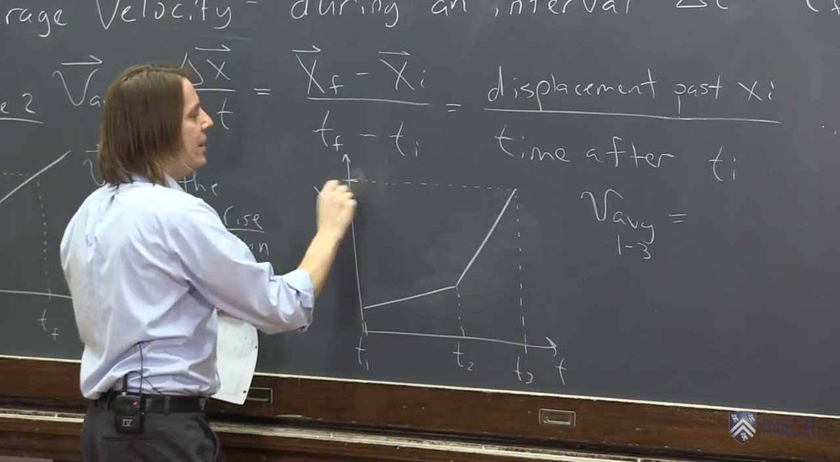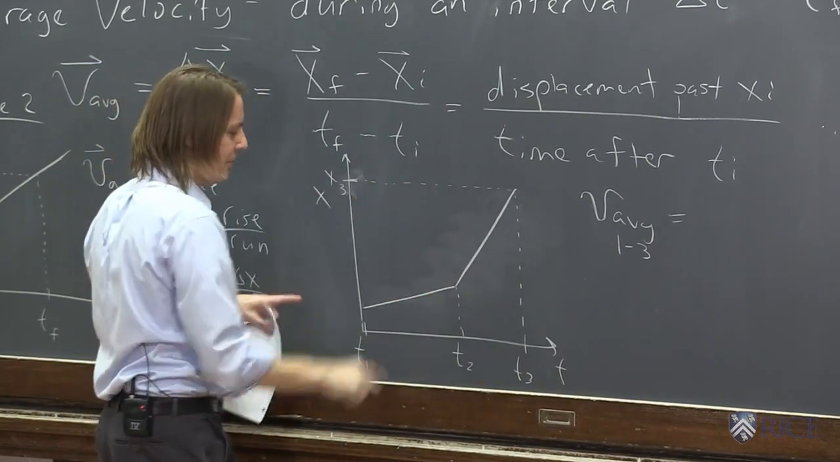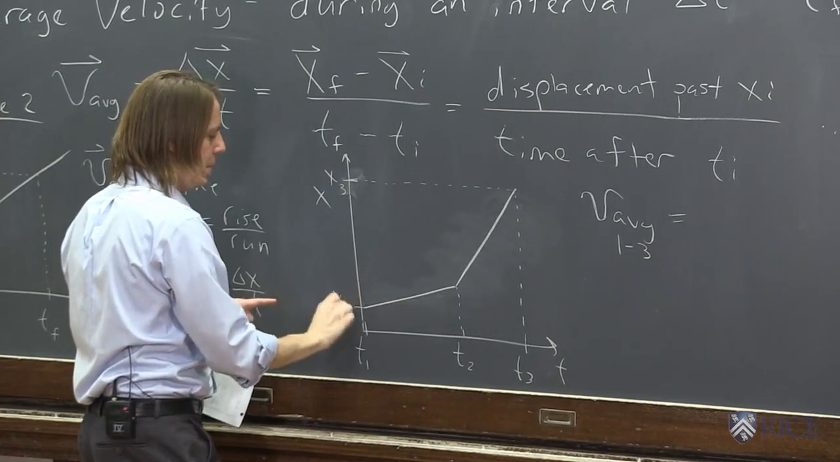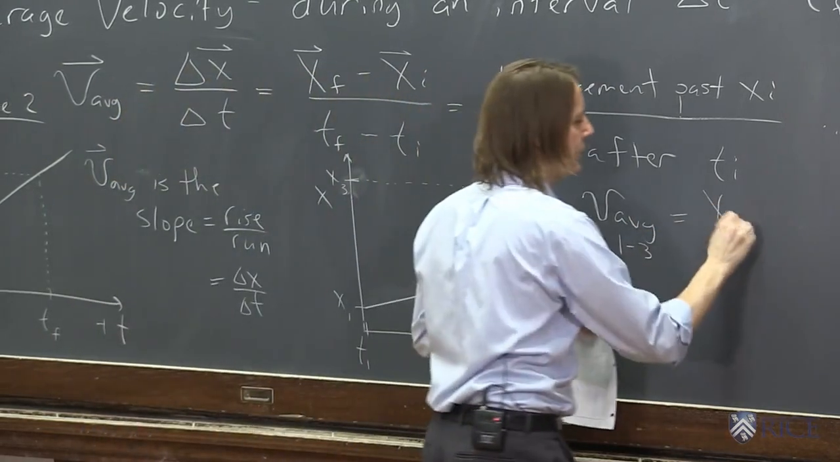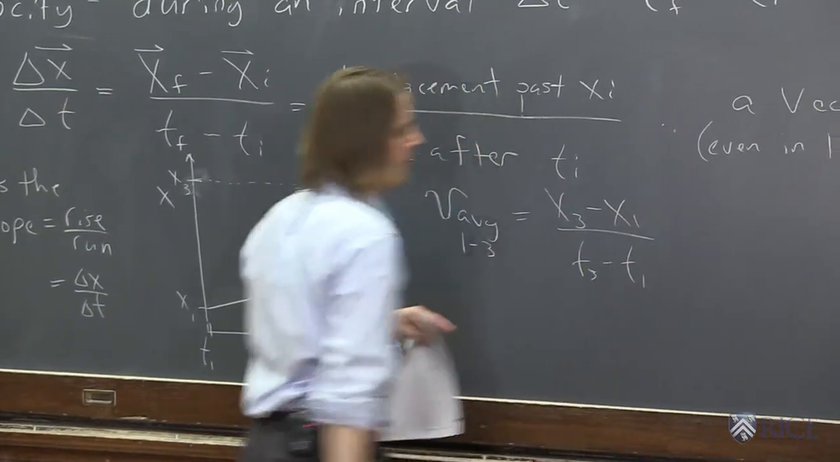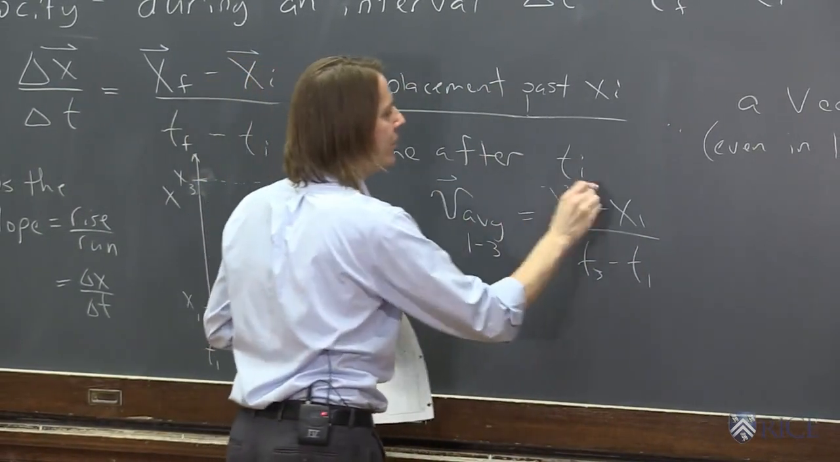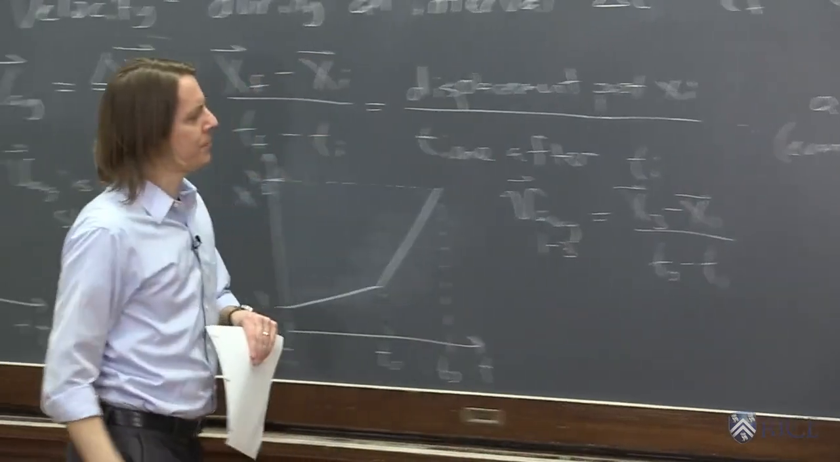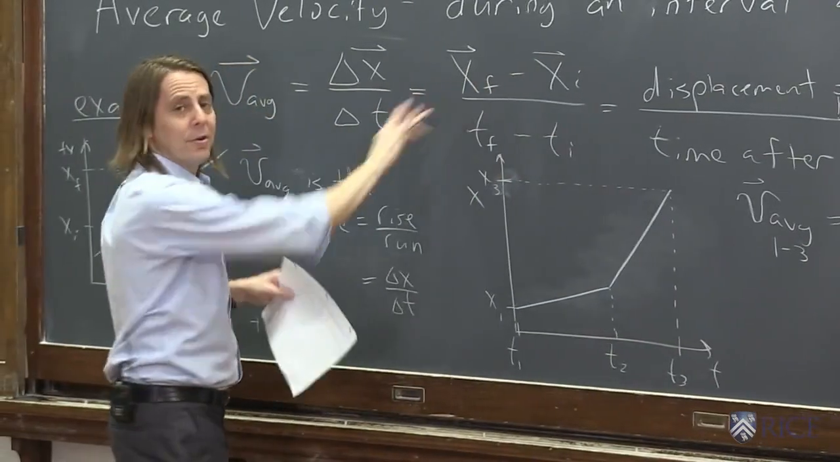You say, here at time 3, it was at x3. At time 1, it was at x1. It's just x3 minus x1 over t3 minus t1, where these are all vectors. Keep our vector notation going. So literally, you just follow this formula.